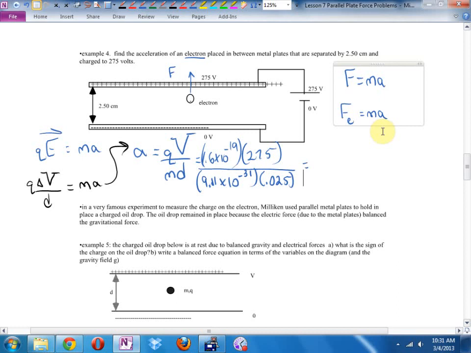Kemi, what'd you get? Oh, still punching it in? 1.93. You got 1.93? Units, it's acceleration.